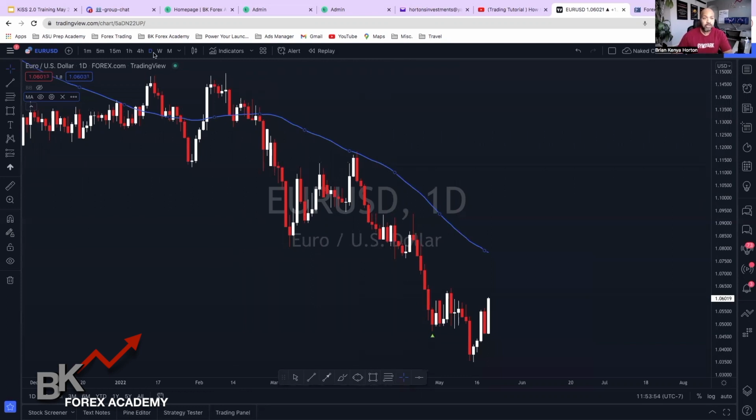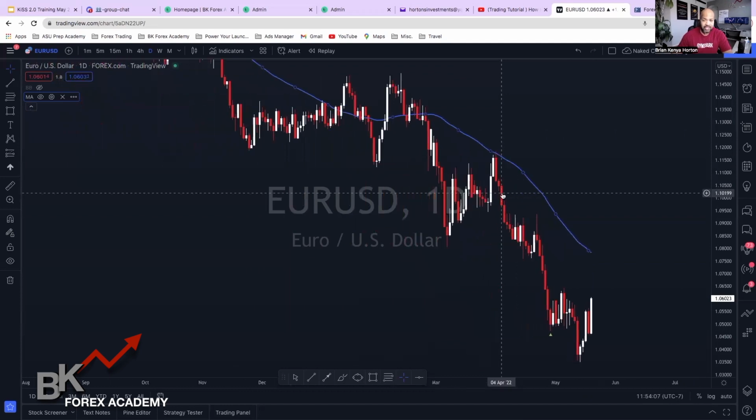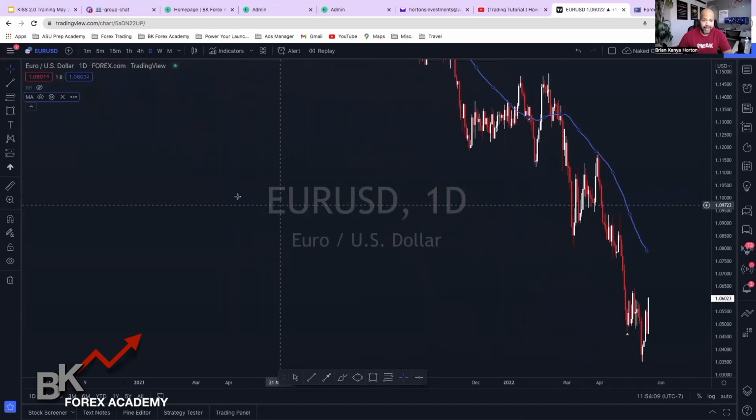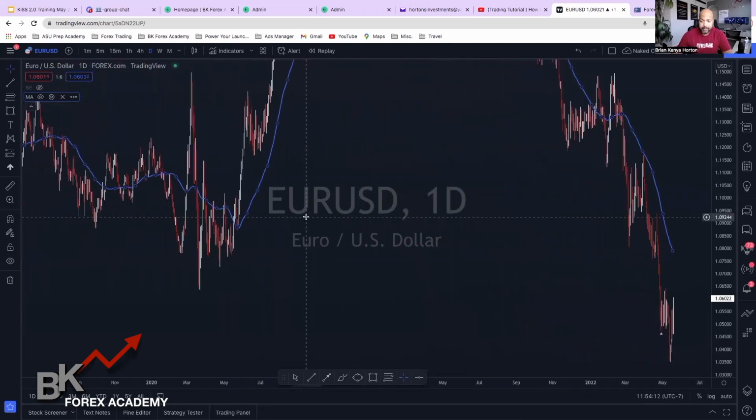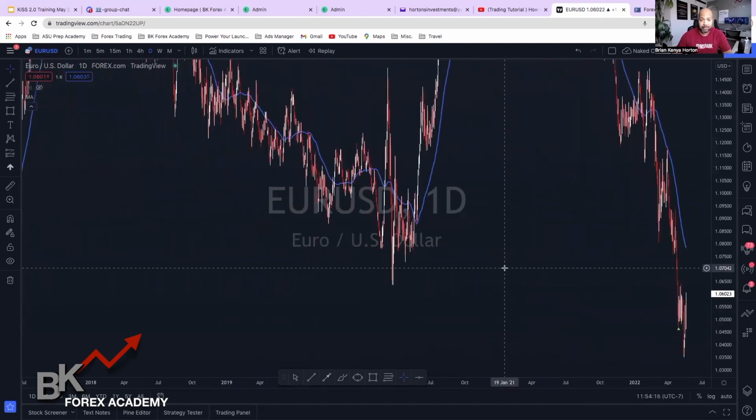One thing I like to do is always start on the higher time frame, either the daily or the weekly. I'm on Euro USD and I'm starting on the daily. What I like to do is get a bias as to what trend I'm in, what's going on overall. As I scroll back, I notice this huge gap here, which tells me that I may be at the bottom of a trend and a possible uptrend is coming.